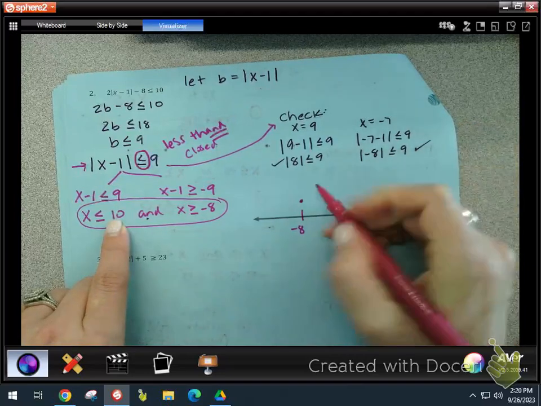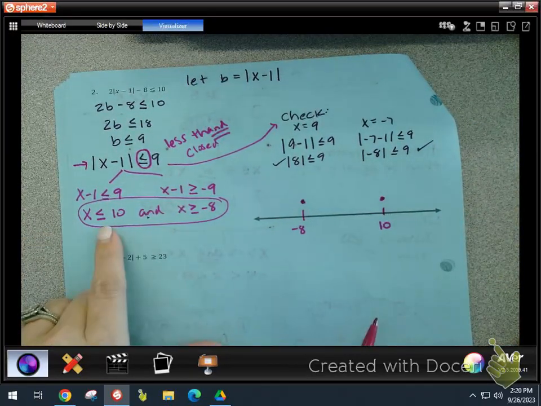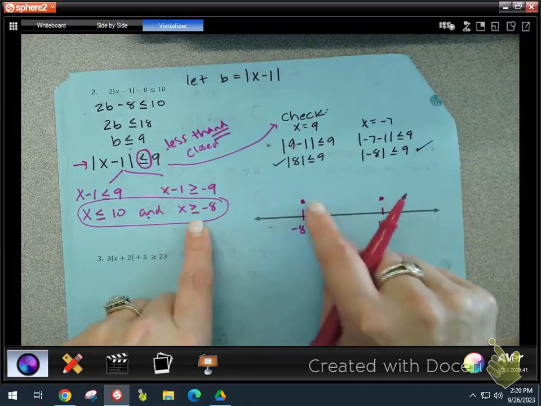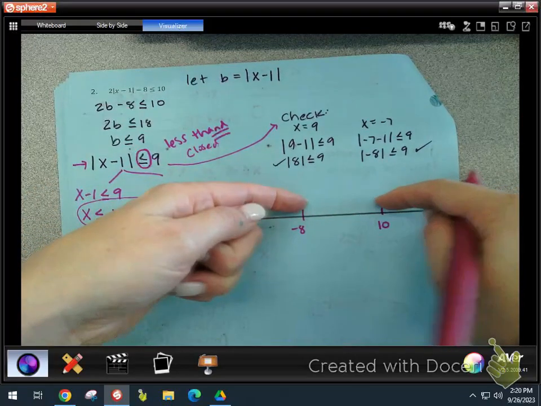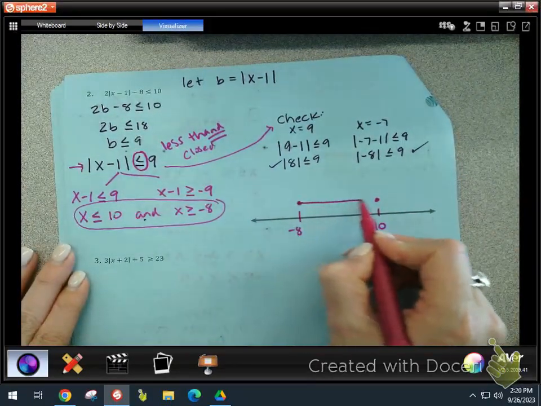Now, it's a less than problem. These should be pointing to each other, but let's just check. We want to be less than 10, so we're going to the left. And we want to be bigger than negative 8. These are going towards each other, so are they going to connect? Yes. So then here's what my graph looks like.